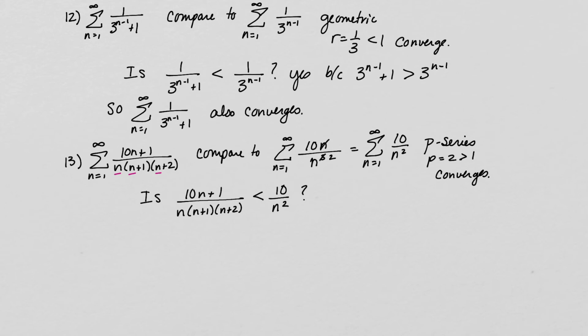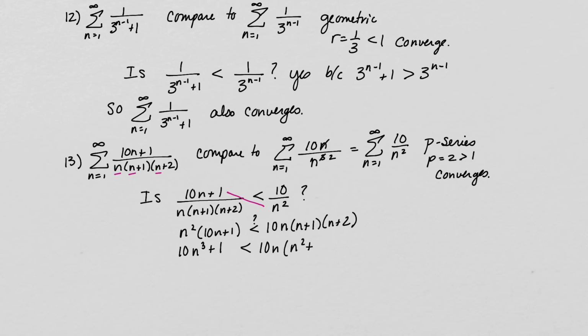The other trick you can do is you can always look at the cross product. So I can multiply these two together. We'd have n squared times 10n plus 1 and ask ourselves, hey, is that less than the other one's cross? So 10 times n plus 1 times n plus 2. If you did out the algebra here, you would get 10n cubed plus 1 on the left-hand side. On the right side, we'd end up with 10n times n squared plus 3n plus 2.